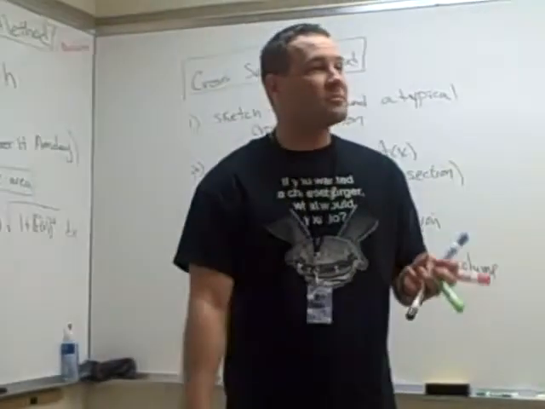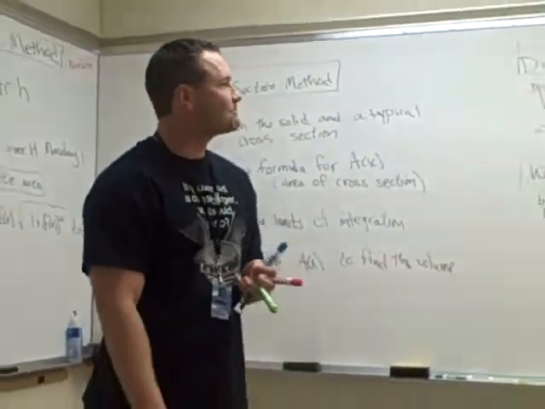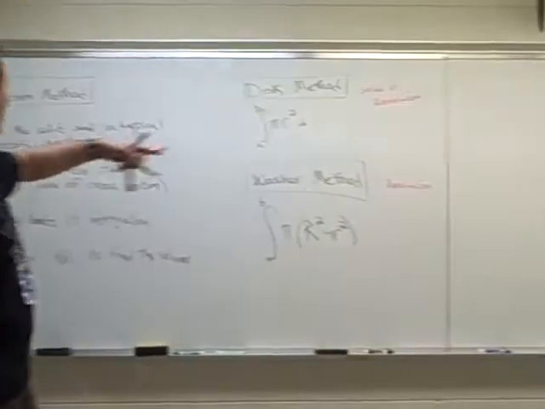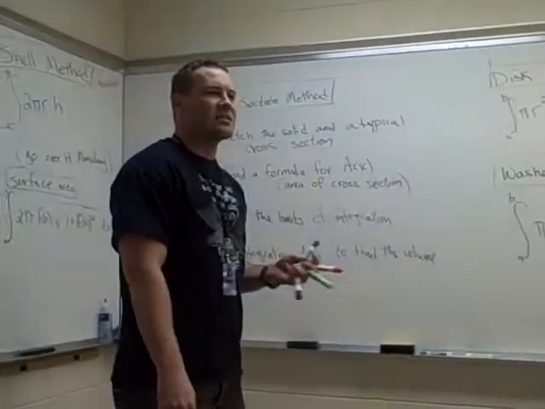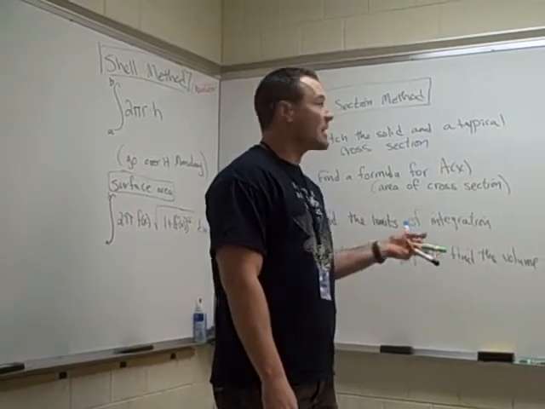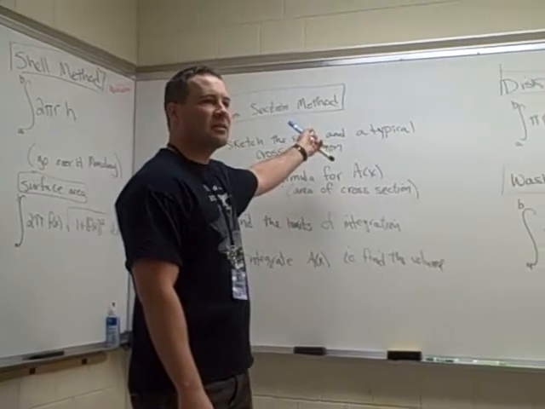To volumes, so 3 dimensions. There are 1, 2, 3, 4 different techniques in finding the volume of objects. The first one I'm going to talk about is the cross-section method.